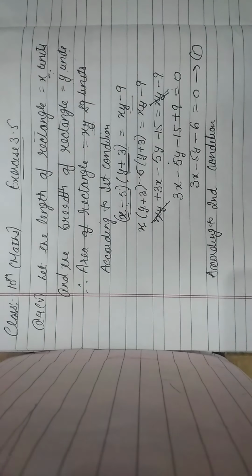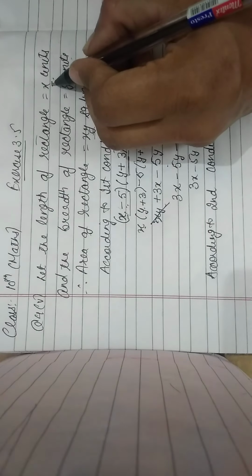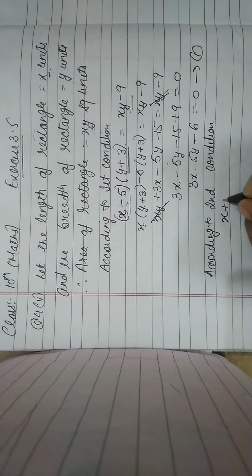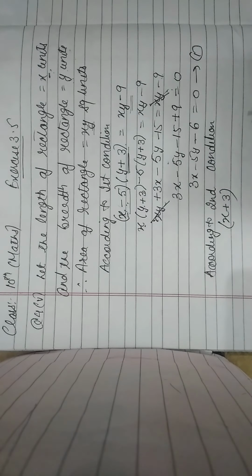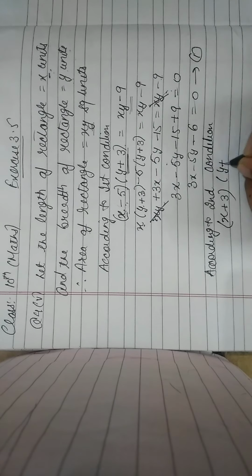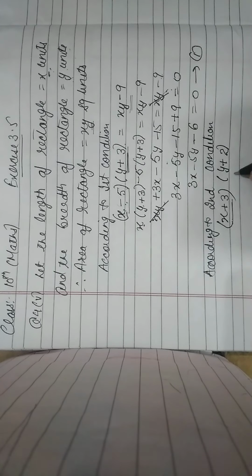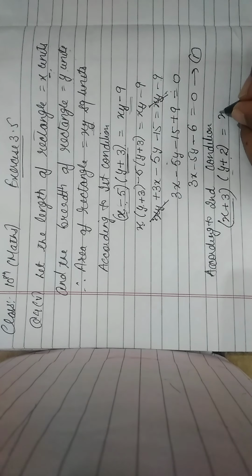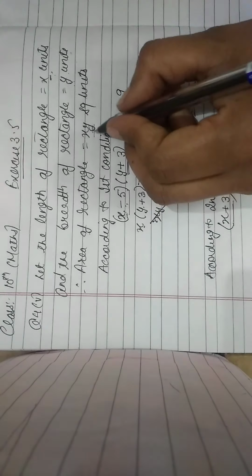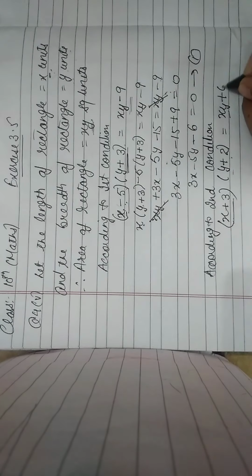Now according to the second condition, we are told that if we increase the length by 3, now the length is x, it is increased by 3, so add 3. This is the new length. And the breadth is also increased by 2 units, so add 2. This is the new rectangle whose length is x plus 3 and breadth is y plus 2, and its area is increased by 67 from the original rectangle. The area of the original rectangle is xy. Area is increased, so xy plus 67.